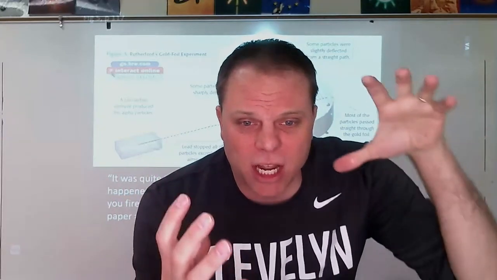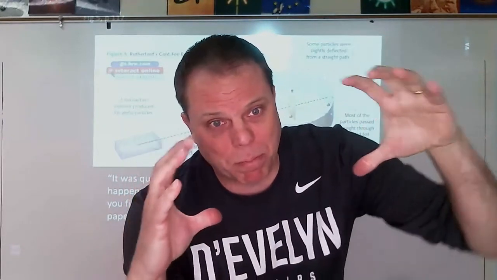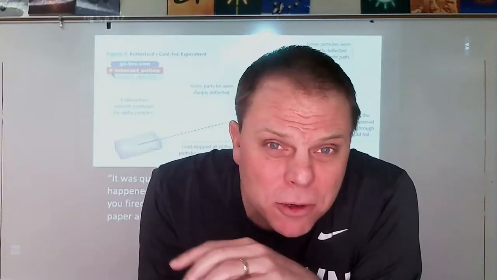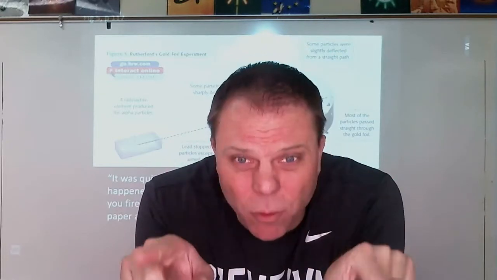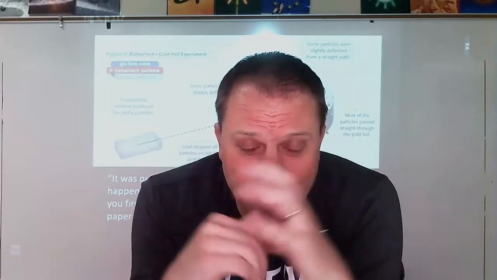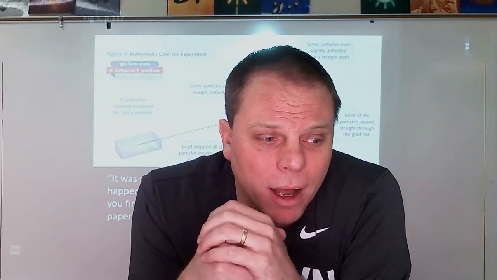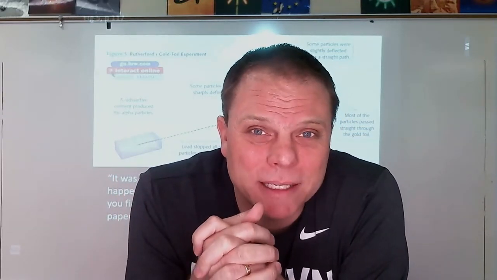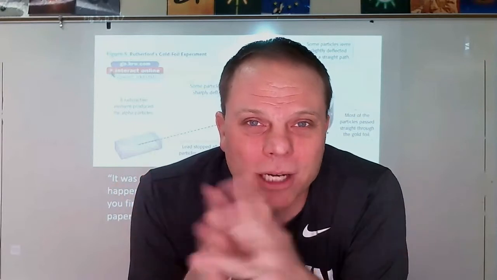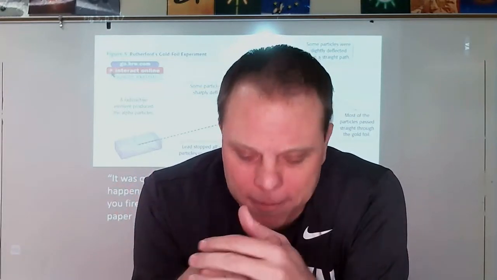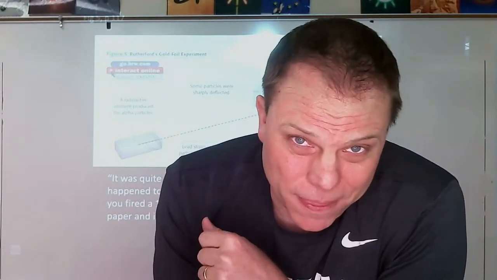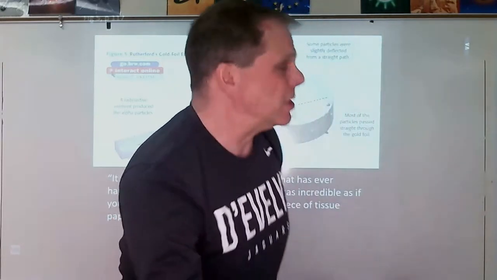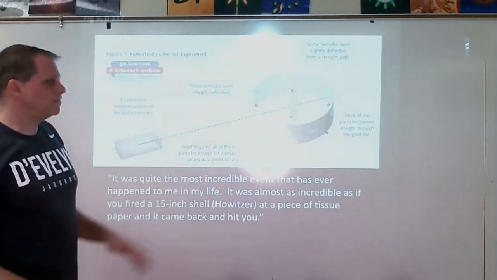Imagine a 15-inch shell, okay? So something like rocket size. It's got to be huge, right? Something that would shoot out of a rocket-sized, gigantic howitzer type of cannon, and you shot it at a piece of tissue paper. And all of a sudden, instead of that thing just destroying and demolishing, it went right through the tissue paper. It bounced back. It's not at all what Thomson's model had been predicting. So Rutherford had to come up with a new model.